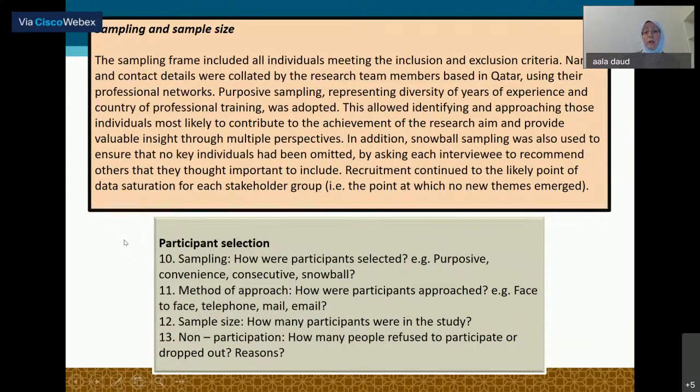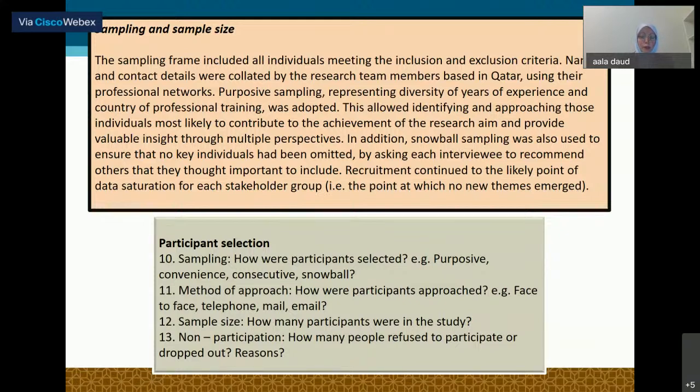They've stated that the sampling frame included all individuals meeting the inclusion and exclusion criteria. The names and contact details were collated using their professional networks. Okay. Purposive sampling, representing diversity of years of experience, etc., was adopted. This allowed identifying and approaching those individuals most likely to contribute. But also, it says, in addition, snowball sampling was also used to ensure that no key individuals have been omitted.